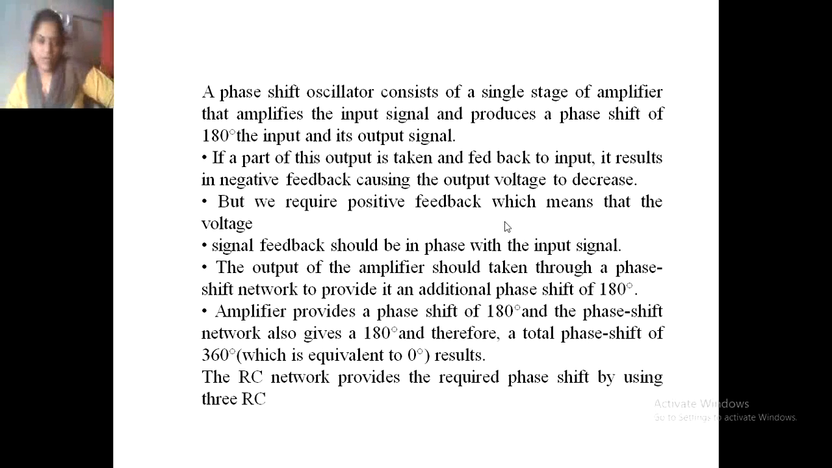So let us see the operation in detail. A phase shift oscillator consists of a single stage of amplifier that amplifies the input signal and produces a phase shift of 180 degrees between the input and its output signal.